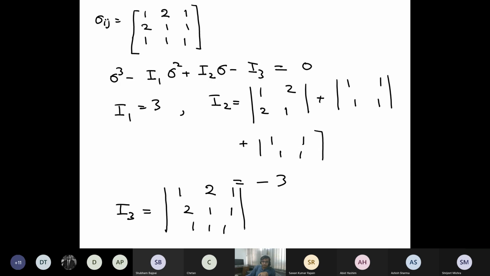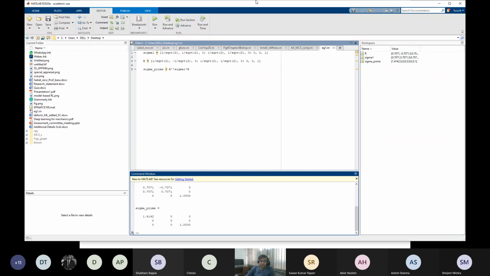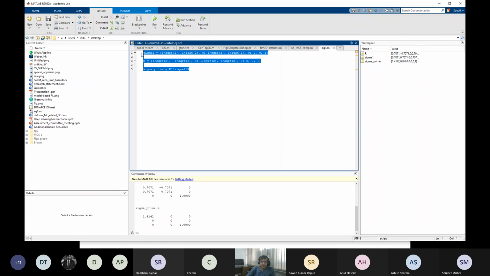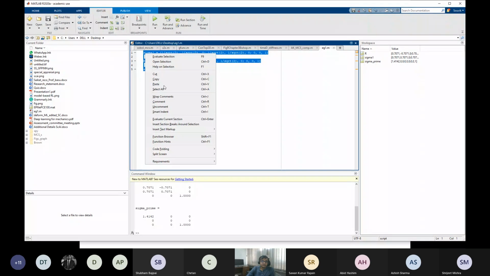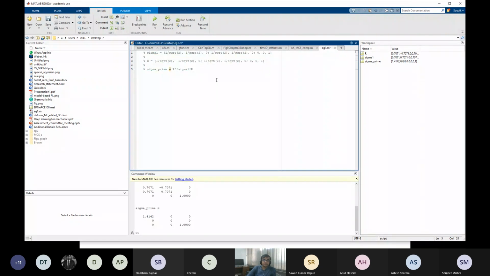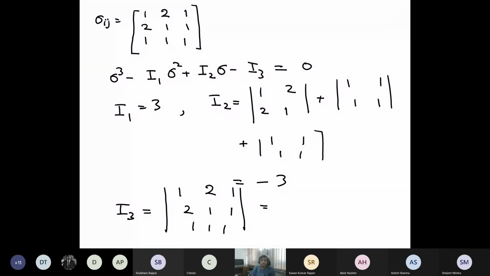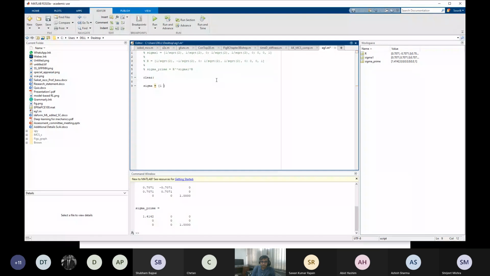So this I'm not going to compute. This I will use MATLAB. So let me comment it out. Okay, so now I have a new sigma matrix. So I want to clear also. Clear means whatever is there will be cleared. And now my new sigma is equal to 1, 2, 1, 2, 1, 1, 1, 1, 1.